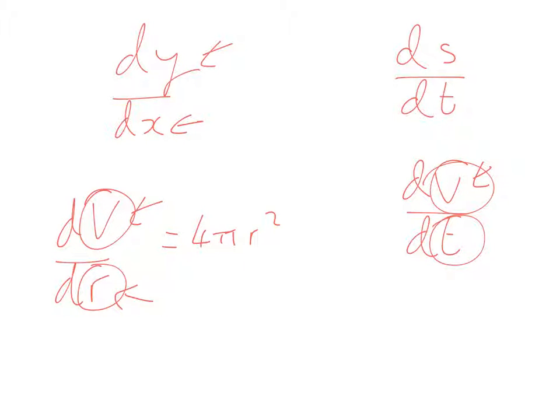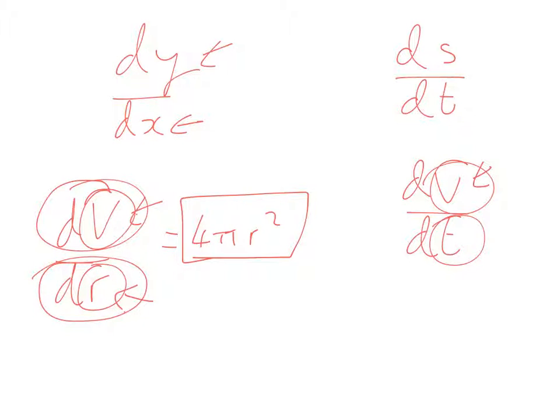So dV by dr is 4 pi r squared. What that means is, how does the volume change with respect to the radius? If I change the radius a bit, what happens to the volume? And the answer is, it depends what your radius is. If you tell me how big your radius is, I can tell you how the volume is changing at that size of the radius.